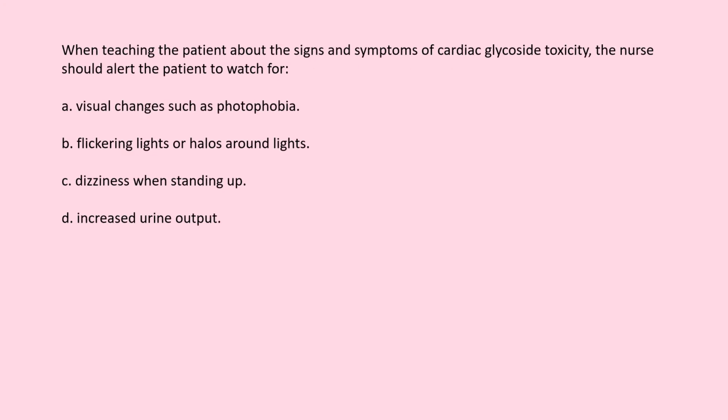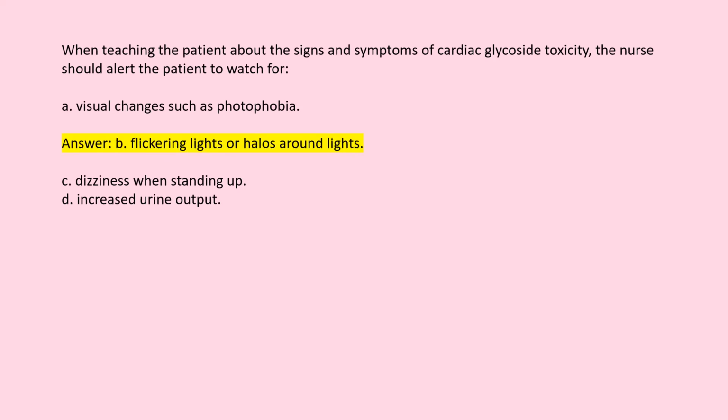When teaching the patient about the signs and symptoms of cardiac glycoside toxicity, the nurse should alert the patient to watch for A. Visual changes such as photophobia, B. Flickering lights or halos around lights, C. Dizziness when standing up, D. Increased urine output. Answer: B. Flickering lights or halos around lights.